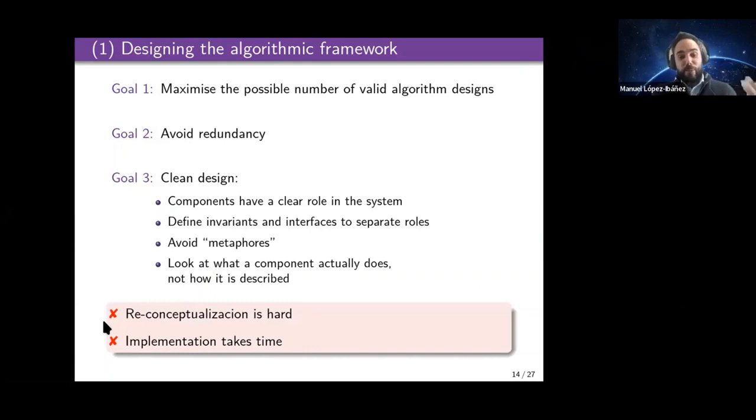Unfortunately, this reconceptualization is hard, and well, I could talk more about this. And the other downside is that implementing all this, of course, takes a lot of time. It's much easier to say, oh, I'm going to propose a new algorithm that is changing 2 little things from a previous one, and I will publish just that.